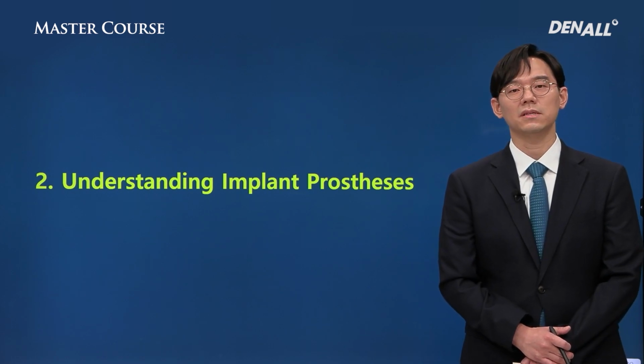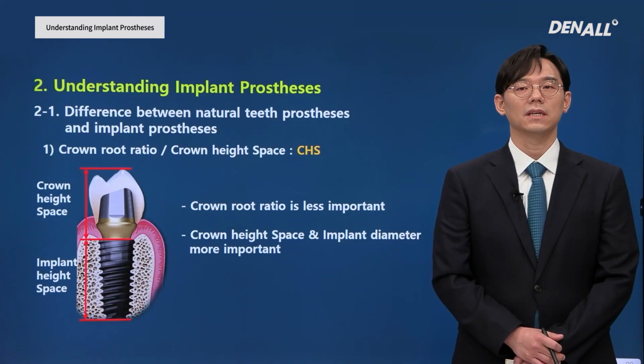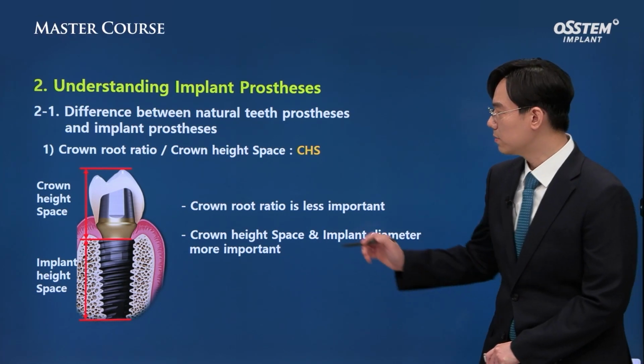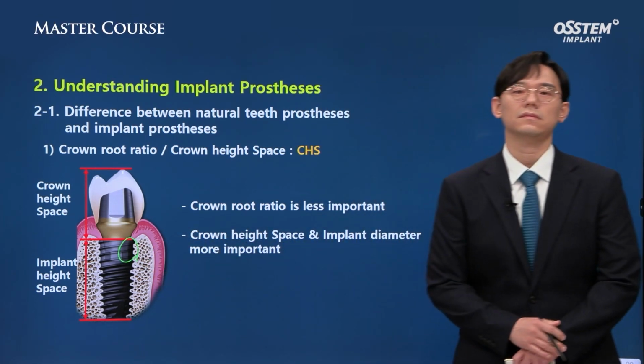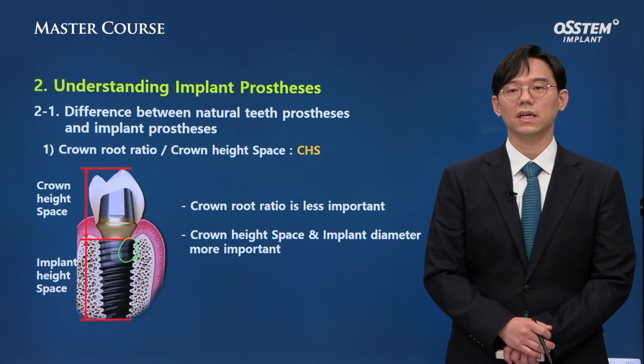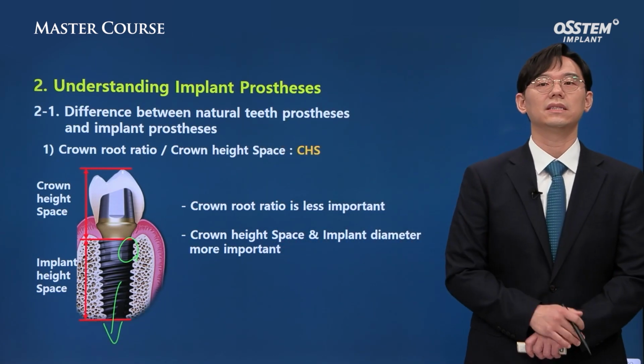I'm going to talk about the implant prosthesis components. Implant is different from natural teeth. Between natural tooth and alveolar bone, there is PDL and mobility of 25 to 100 micron is allowable, but because bone and implant are in direct contact, there is no mobility, and the stress is concentrated on the superior part of implant. And the implant to crown ratio compared with natural tooth is less important.